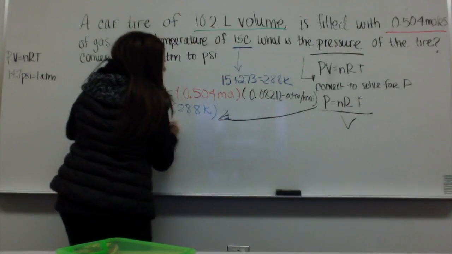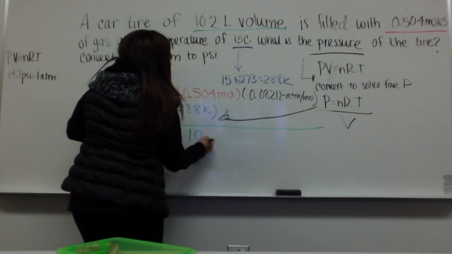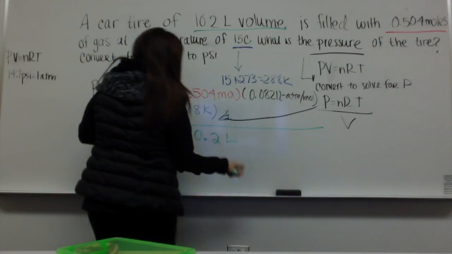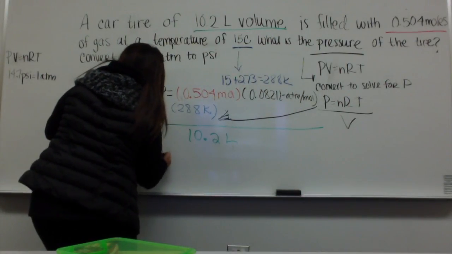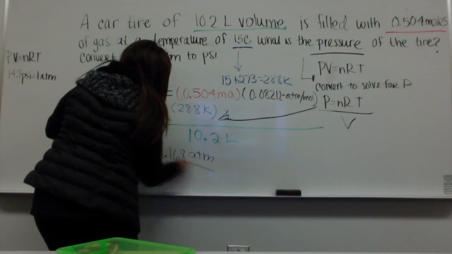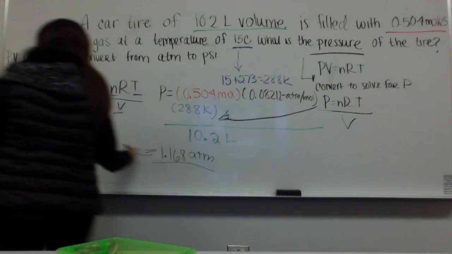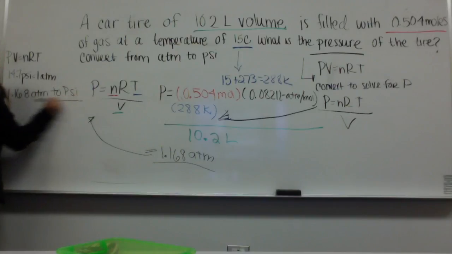ATM. And then we are converting from ATM to PSI, so we need to do some dimensional analysis. 14.7 PSI equals 1 ATM. So then I did 1.168 ATM times 14.7 PSI divided by 1 ATM, and that gave me 17.169 PSI, and I furthermore rounded that and I get 17 PSI.